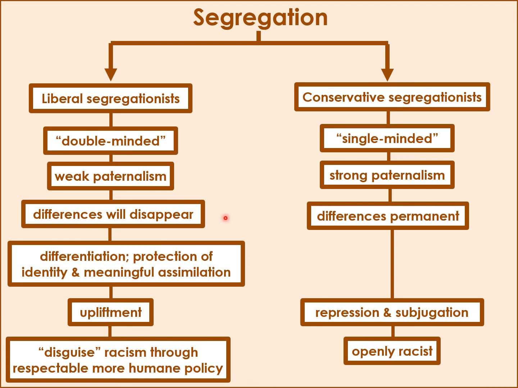They realized that the differences will not always be there and eventually would disappear. They therefore encouraged upliftment that eventually would result in the disappearance of the differences between whites and blacks. They tried to promote and practice a more humanitarian or humane policy towards blacks. However, liberal segregationists were often accused of disguising their racism by trying to give their racist notions a respectable appearance.